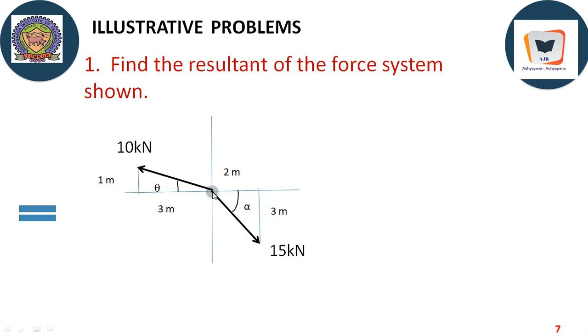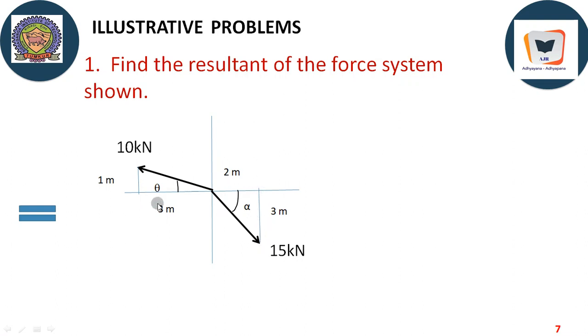The orientation of this 10 kilonewton force is explained by how far it moves, how it can be scaled. This explains the slope of this particular force. So 3 meter horizontally, 1 meter vertically, and 15 kilonewton is acting at the same point of concurrency in the direction shown, and it makes an angle alpha. To reach this particular point we have to move 2 meter horizontally right and 3 meter vertically down.